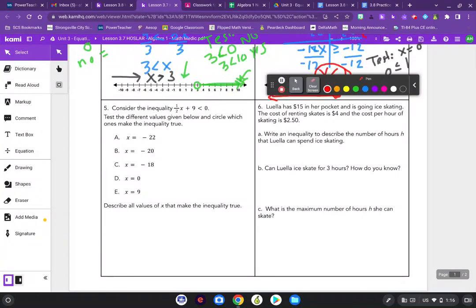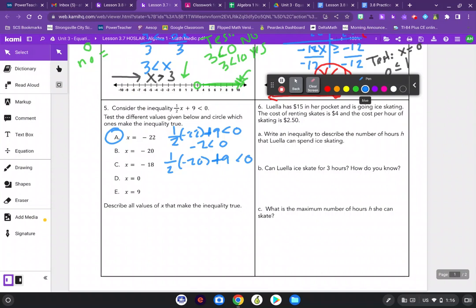All right, let's talk about problem number 5. It says consider the inequality 1/2 x plus 9 is less than 0. Test the different values given below and circle which ones make the inequality true. That just means that I'm going to substitute negative 22 in plus 9. Is that less than 0? Well, negative 22 plus 9 is negative 2. Yep, that's less than 0, so I'm circling that. And I'm just going to go through and test each of these.